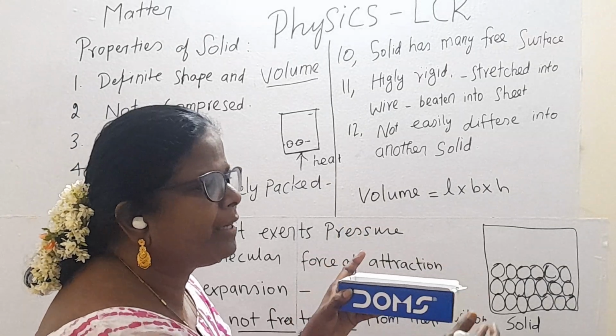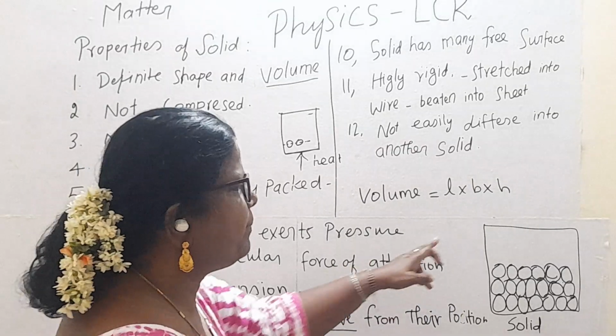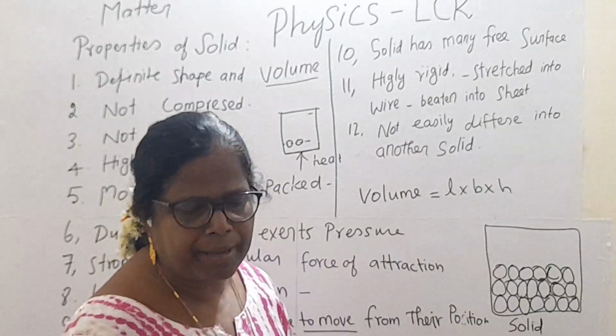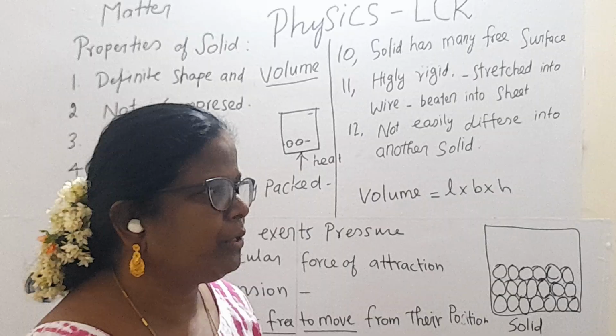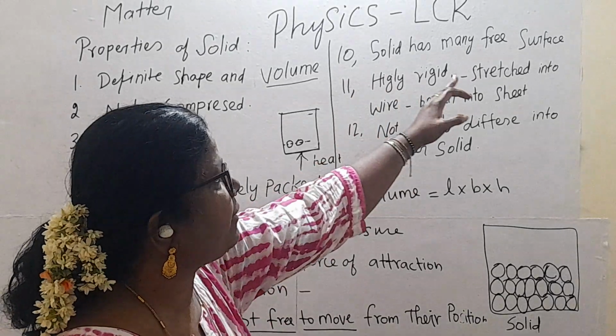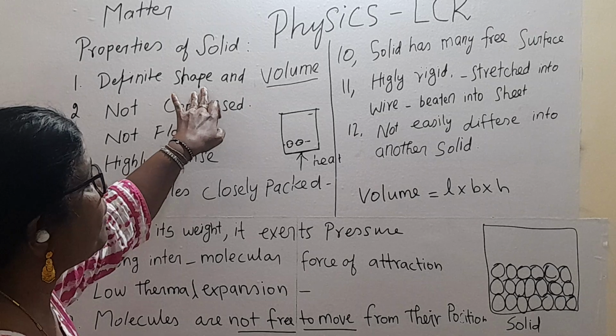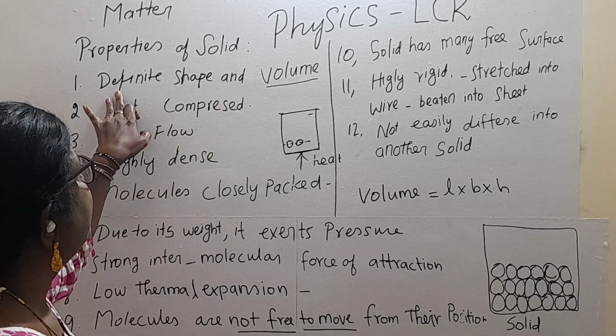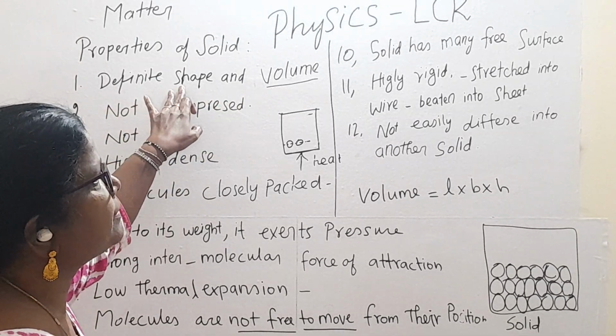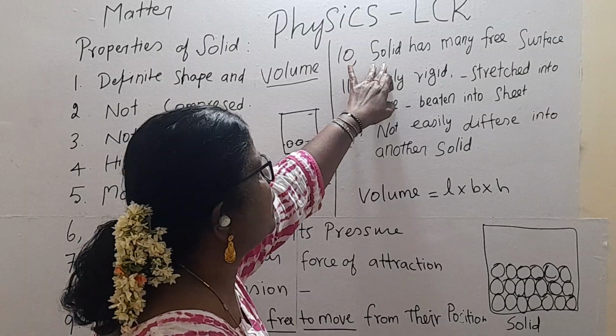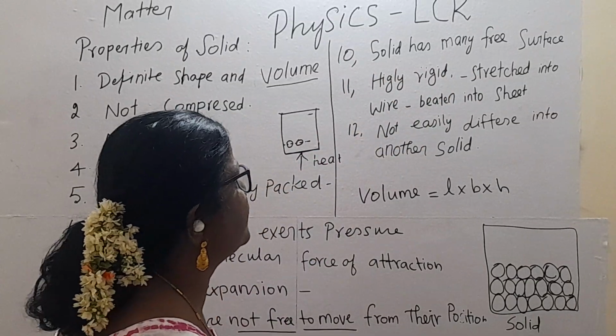Why does it have many free surfaces? It depends upon the closely packed atoms and molecules. That's why it has many free surfaces. So it has a definite shape and size. Solid has a definite shape and size.